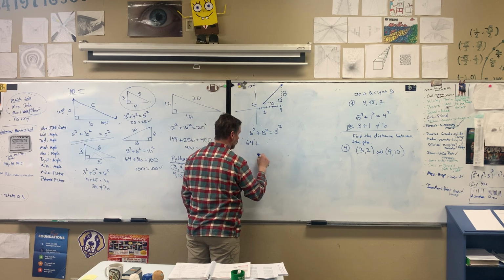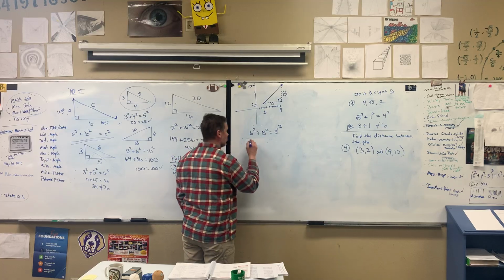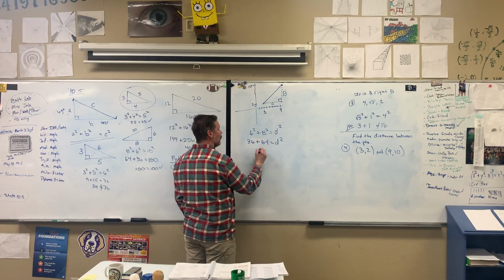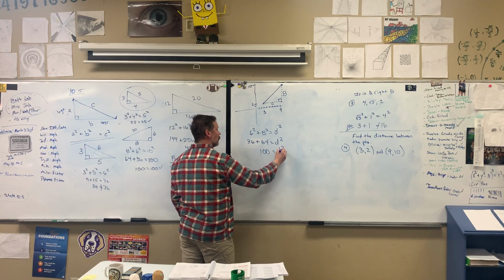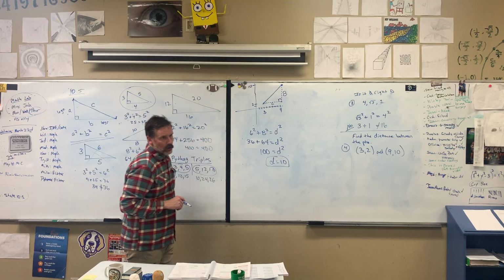Oh, that goes through there. Let me erase that. 6 squared is 36. 8 squared is 64, is equal to d squared. You get 100 is equal to d squared. What does d equal? 10. There you go. So your distance is 10.